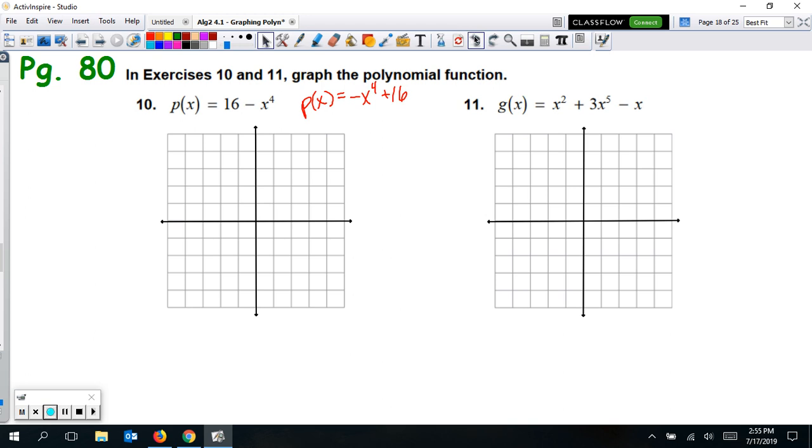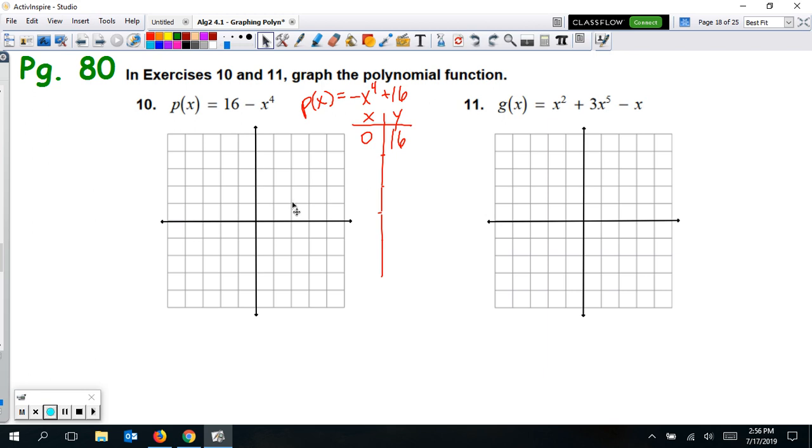We want to do a little table of values just to find some points, and we can plot those points. So the first point I would pick would be 0. When x is 0, what is the y going to be, or the p of x? So I plug in 0 here. 0 to the 4th power is 0. 0 times a negative is 0. It's just going to be 16 then. So when x is 0, your y is 16. It's the only number it is.